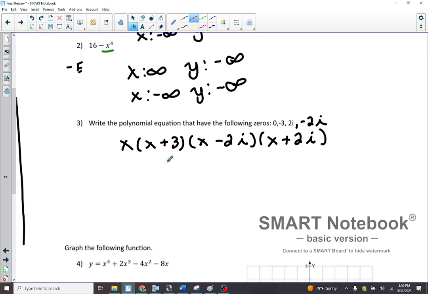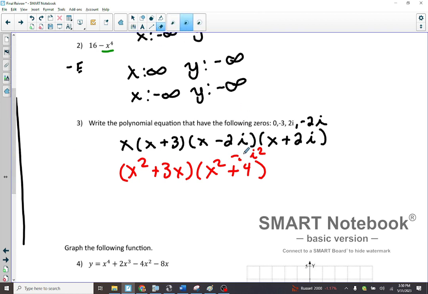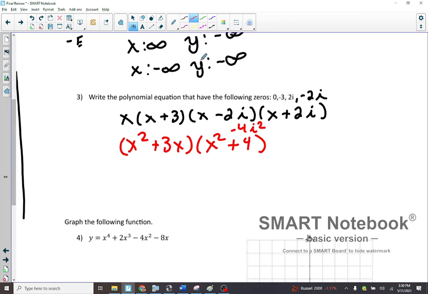From here, you're just FOILing to make the equation. It's multiple choice, right? x squared plus 3x. Over here, I'm going to FOIL. x squared plus 4. Remember what's happening here: it's negative 2i squared, but i squared is negative 1. So negative 4 times i squared. Why is it minus 4i squared? Negative 2i times positive 2i is negative 4i squared. And then i squared is negative 1, so it becomes positive 4.